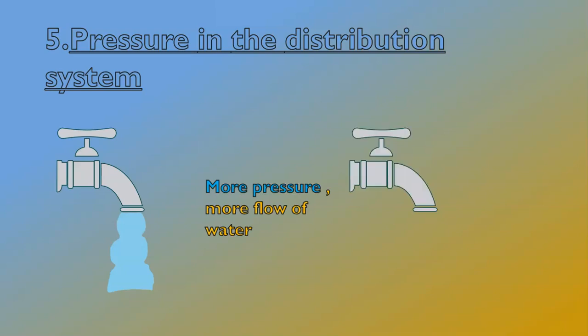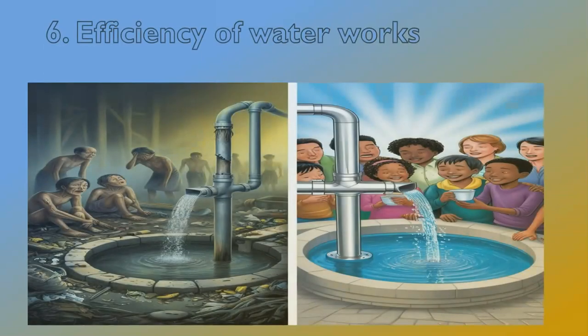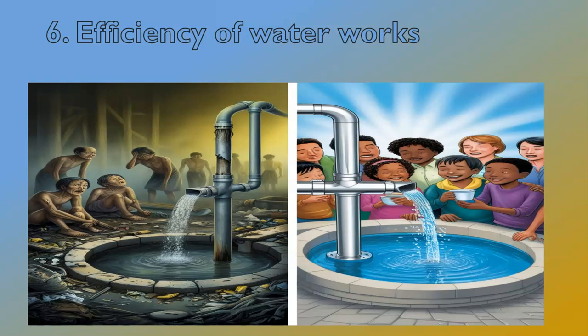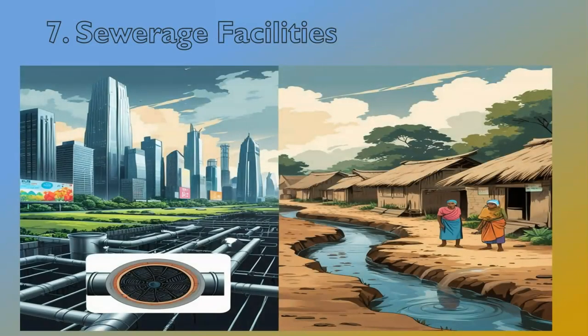Number 5, pressure in the distribution system. If the pressure is larger, there will be more flow of water, and if the pressure is lesser, there will be less flow of water. The efficiency of water works. If you look at the figure on the left, the efficiency is very low, so an inefficient water system may even lead to epidemics. But in the figure on the right, the water works are very efficient, so people are happily drinking the water. Then sewerage facilities.